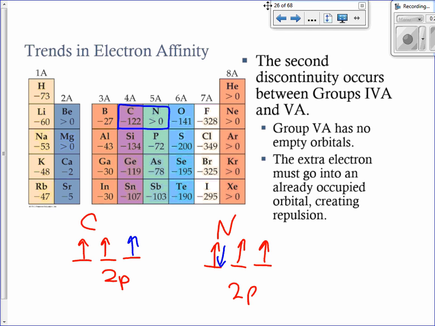So when looking at these exceptions, you can memorize them fine, but I like to think of them conceptually and look at their orbital diagrams. Oh, that's where the repulsion is going to occur, and that's why it's a slight little deviation, okay?